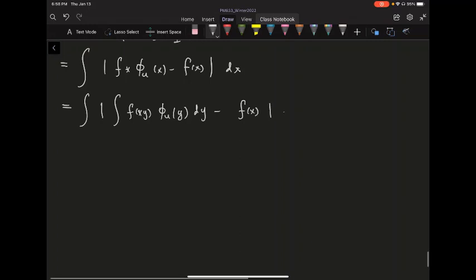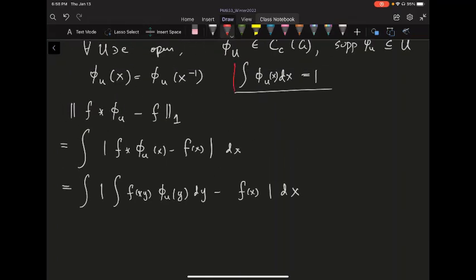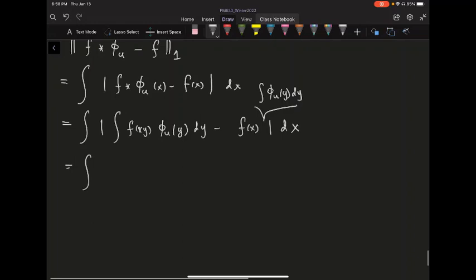Let me finish here first. Because here we picked this phi_u to integrate to 1, I can insert an integral of phi of y in here. So I can insert a copy of the integral of phi of y dy so that I can group these two integrals together. So this becomes the integral, let's put the absolute value here for now, of the integral with respect to dy of phi of y times f of xy minus f of x, and you have the absolute value and you do dx.